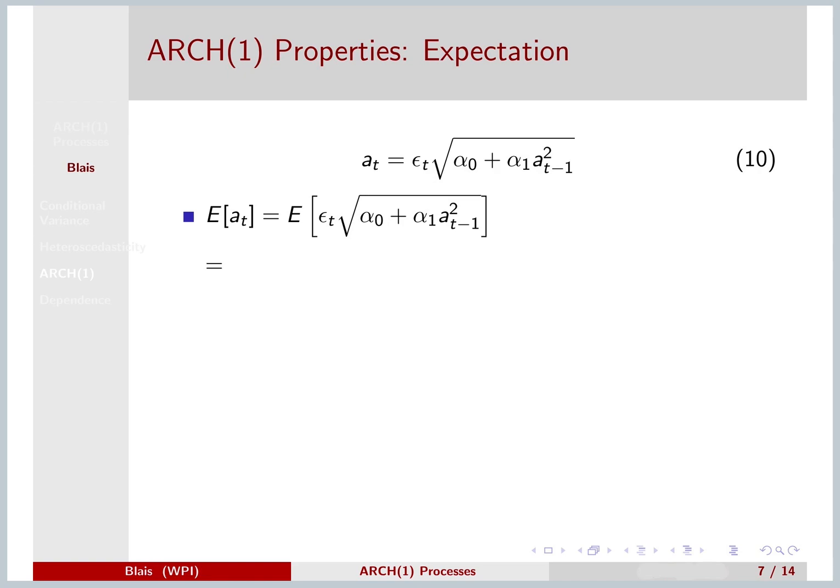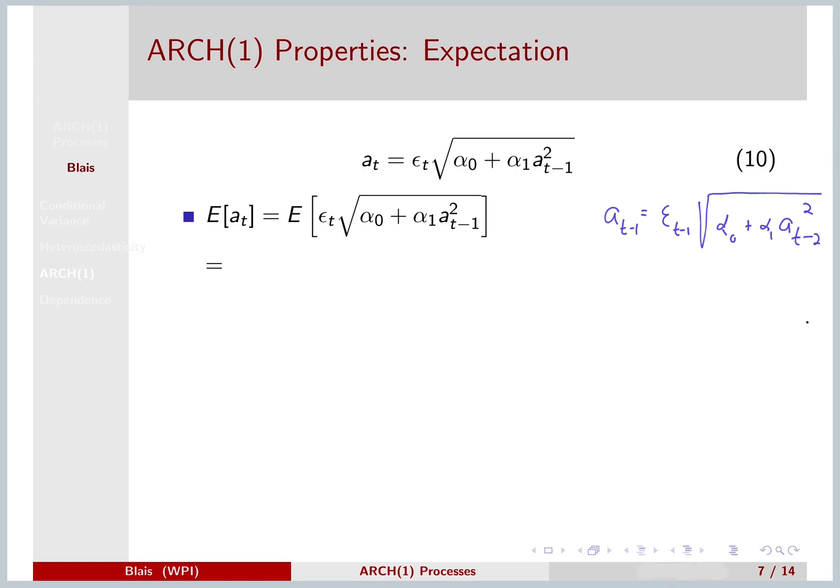Let's actually just step into the properties of this ARCH-1. So first, let's compute its expectation. We have the definition of the ARCH-1 here. To compute its expectation, we note that epsilon t is independent of a t minus 1 squared. Note, if you wrote equation 10 for a t minus 1, you would say a t minus 1 is epsilon t minus 1 root alpha naught plus alpha 1 a t minus 2 squared.